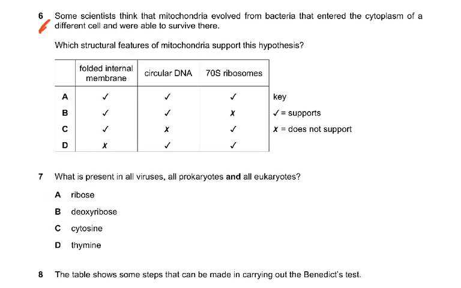Question number 6. Some scientists think that mitochondria evolved from bacteria that entered the cytoplasm of a different cell and were able to survive there. So this is a cell and the bacteria entered it. So which structural features of mitochondria support this hypothesis?